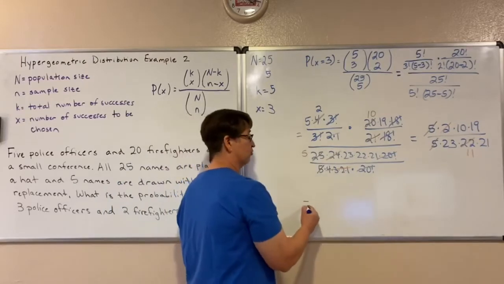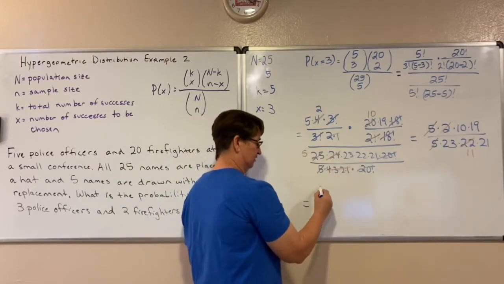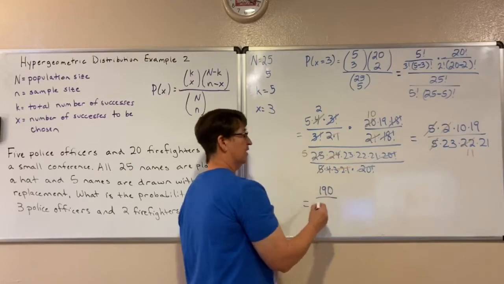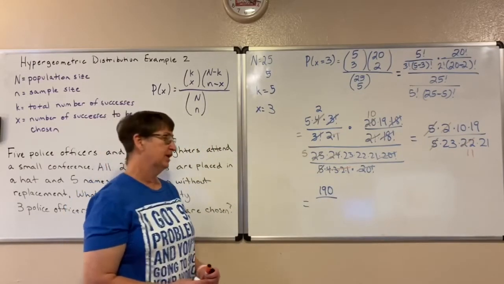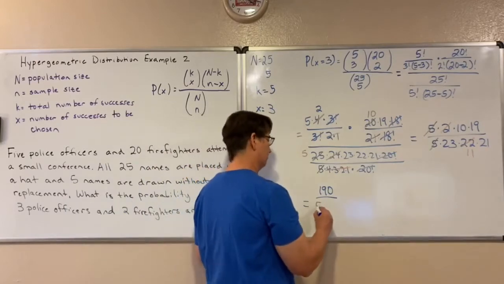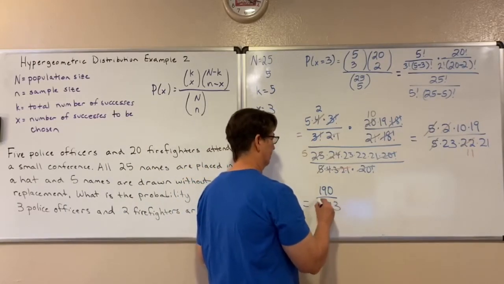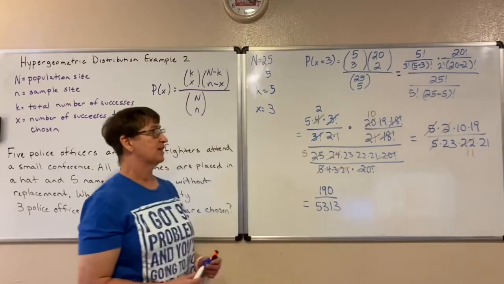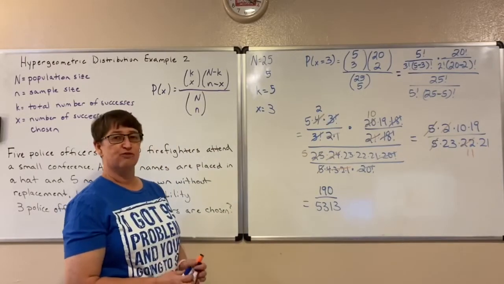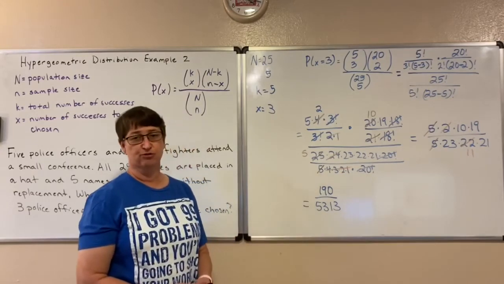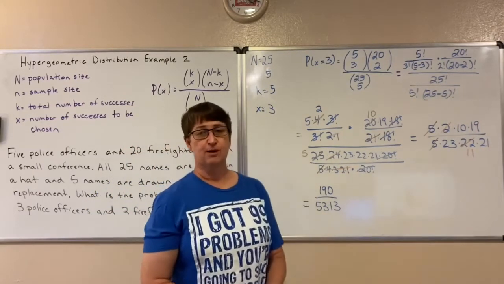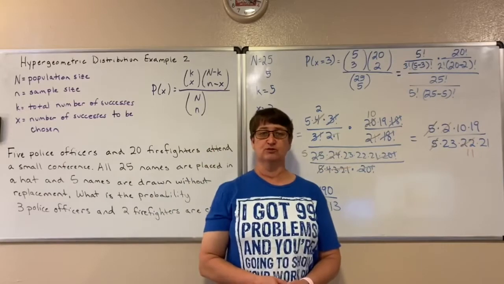And I'm left with 10 times 19 is 190. And 23 times 11 times 21 is equal to 5,313. So the probability that exactly 3 police officers and 2 firefighters are chosen is 190 over 5,313. So there's an example of our hypergeometric distribution.